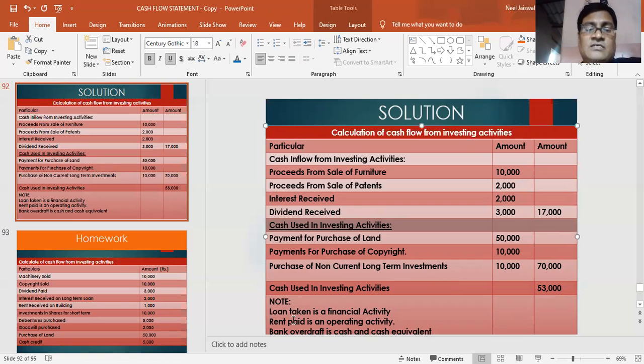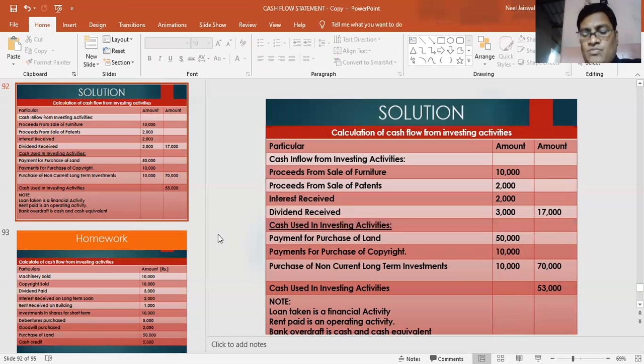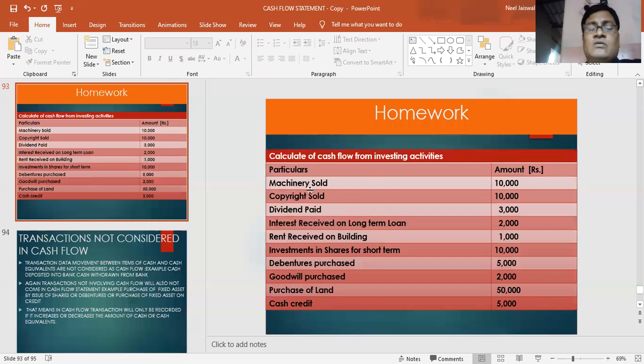Loan taken is a financing activity, rent paid is an operating activity, and bank overdraft is cash and cash equivalents, as given in a note. That also you will be maintaining. A note is a must to get full marks.